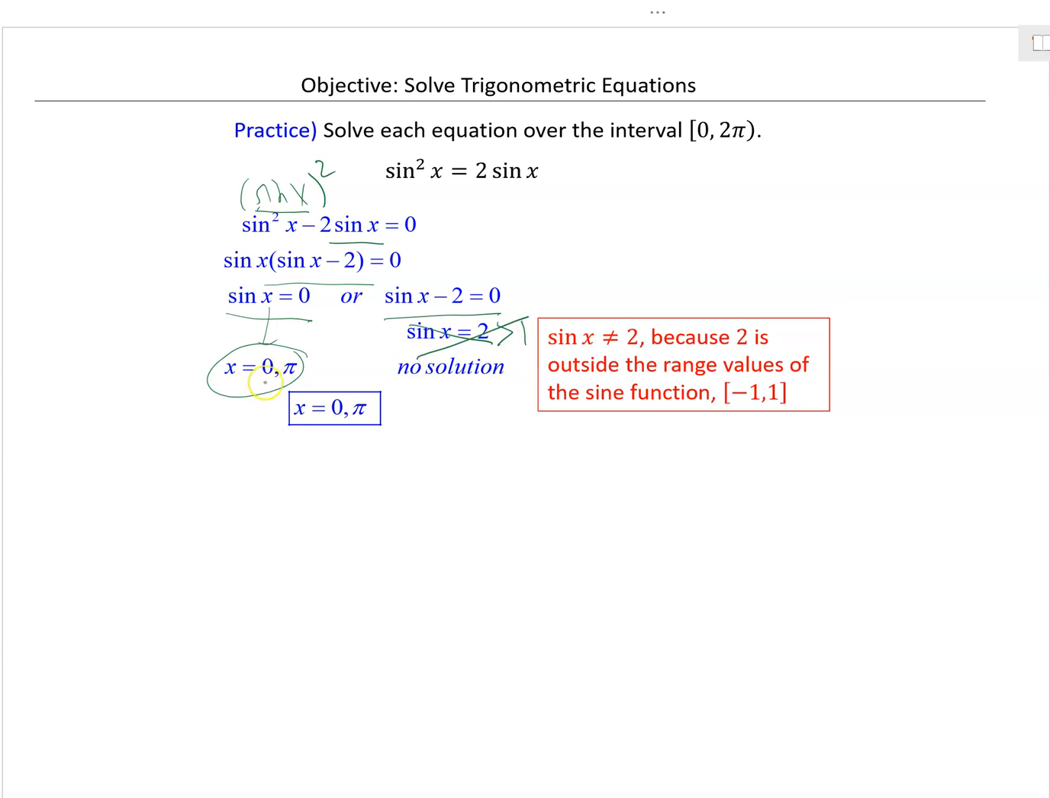If you said 2 pi radians here, again, be aware, in the interval, the bracket is with the 0, meaning that's included in the interval, but the parenthesis with the 2 pi means don't use that one. All right.